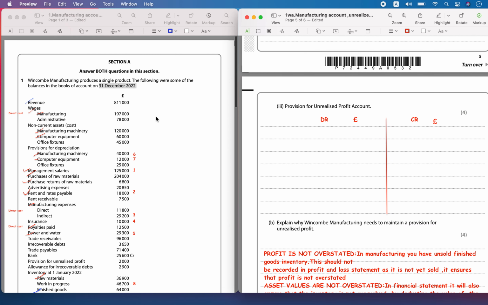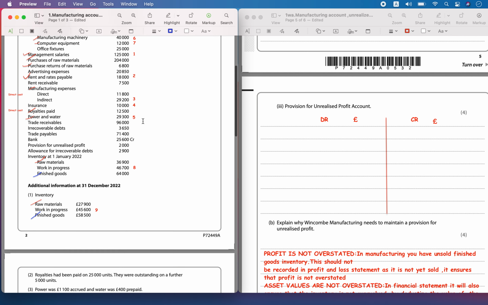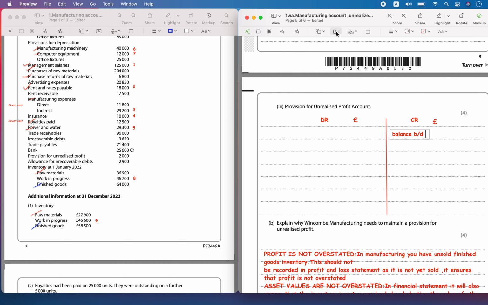Hello, today we are solving JAN 2023 paper question number 1 part 3. Prepare the provision for unrealized profit account. The information regarding the provision for unrealized profit account we have to see. So the first one is the provision balance was 2000. So the balance BD is 2000.